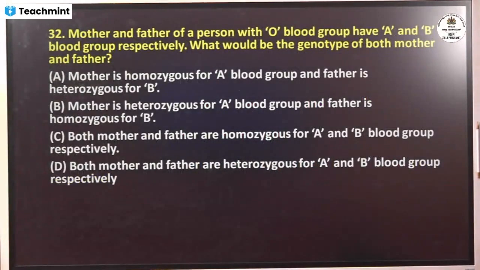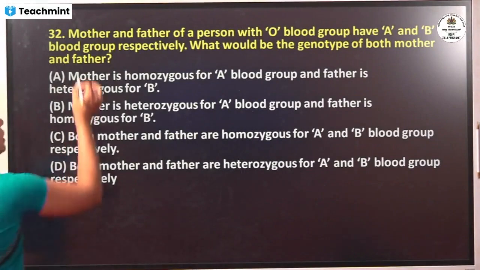Mother and father of a person with O blood group have A and B blood group respectively. What would be the genotype of both mother and father? Mother is homozygous for A blood group and father is heterozygous for B. Mother is heterozygous for A blood group and father is homozygous for B. Both mother and father are homozygous for A and B blood group respectively. Both mother and father are heterozygous for A and B blood group respectively.